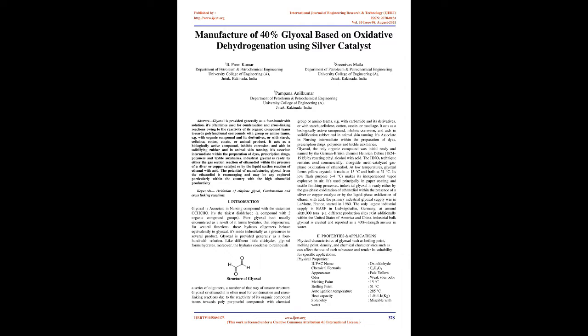It's an intermediate in the preparation of dyes, pharmaceuticals, polymers and textile auxiliaries. Industrial Glyoxal is prepared by either the gas phase reaction of ethanediol in the presence of a silver or copper catalyst, or by the liquid phase reaction of ethanal with acid.